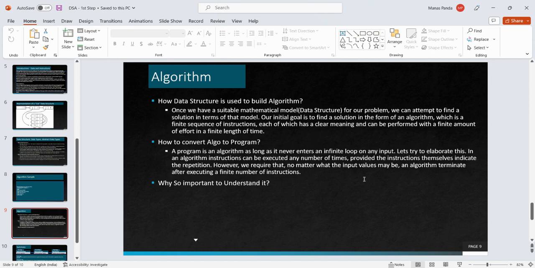So that is why an algorithm is very important while writing any program. And the algorithm contains that mathematical model, which at the end of the day is what we call logic. It is the same thing that we will be creating.